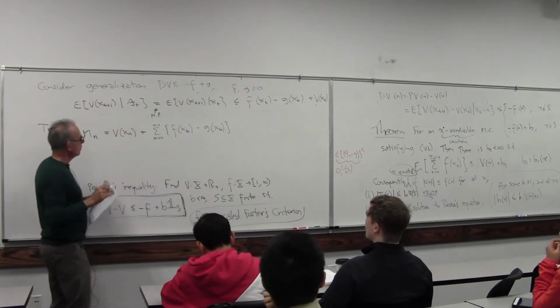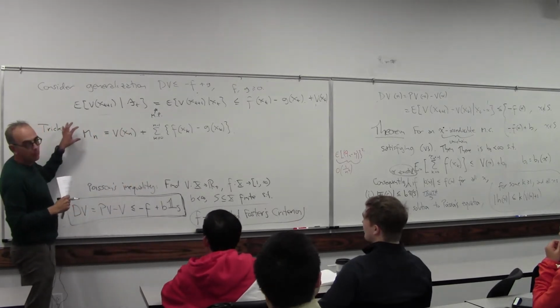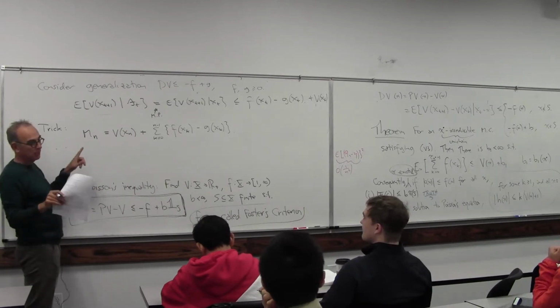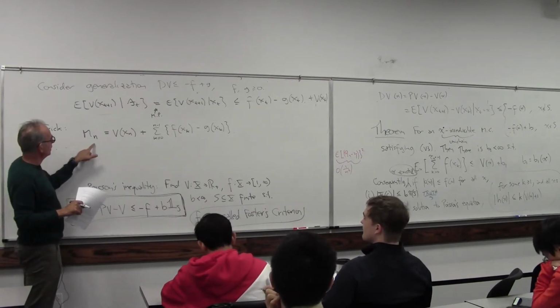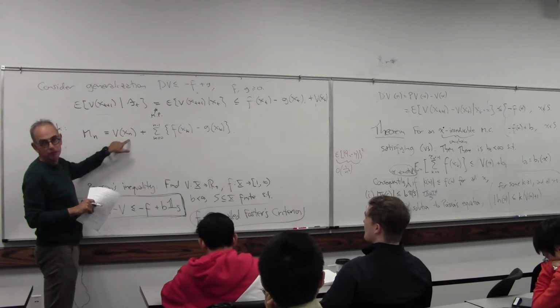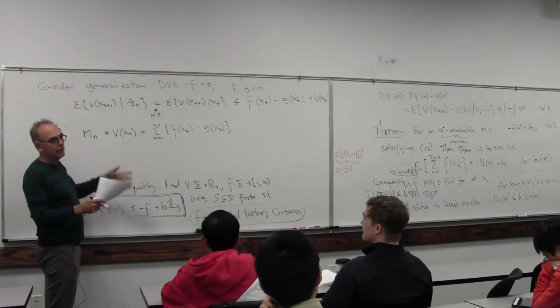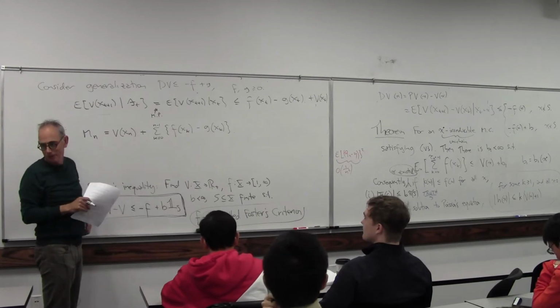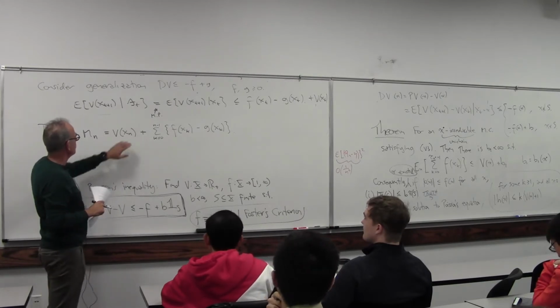Cool. So here's the thing. I'm going to define something I'm going to call Mn. You'll see why this is important. So Mn is my Lyapunov function at time xn. And the v could be something that grows really fast, like xn to the 5th power, I don't know. So this is big.